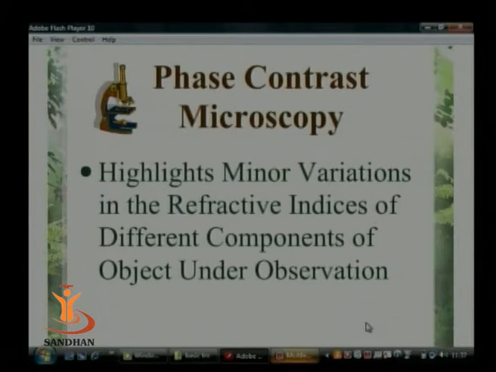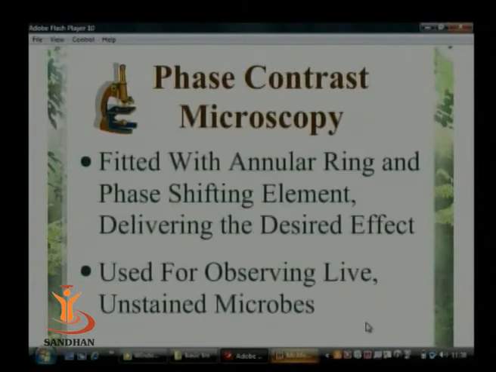You know that every single transparent body has the capacity to refract light rays to some degree. These small differences in the refractive indices are so tiny that they are otherwise not resolvable by an ordinary light microscope. But a phase contrast microscope is a much better equipped microscope, and it enables us to observe those differences. Actually, it contains two very important components. Number one is an annular ring, and number two is a phase shifting element. These two components have the capacity to manipulate the light in such a manner that when the light passes across the specimen, those negligible differences in the refractive indices of different components of the object are resolved.